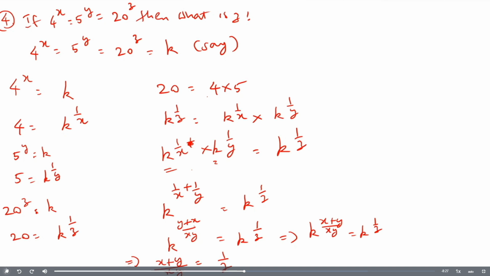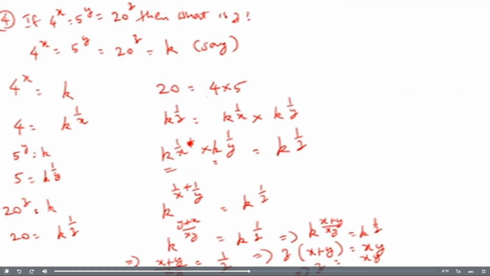Now what are they asking you? z is equal to what? So we have to arrive at the z value. z into (x plus y) is equal to xy. z is equal to xy by (x plus y). Done? That is simple. That's the answer.